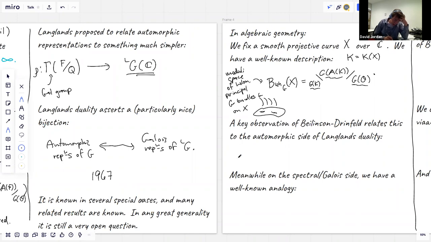And so you see, they made this observation that the automorphic representations of G based on a number field F had some kind of interesting analogy with the space Bun G of an algebraic curve, even though the field K that arises is certainly not a number field.